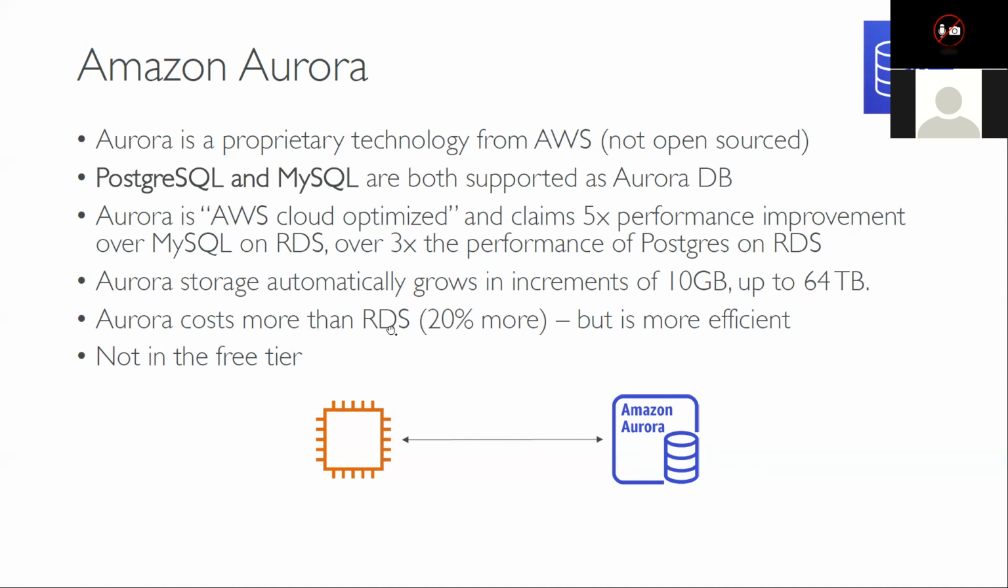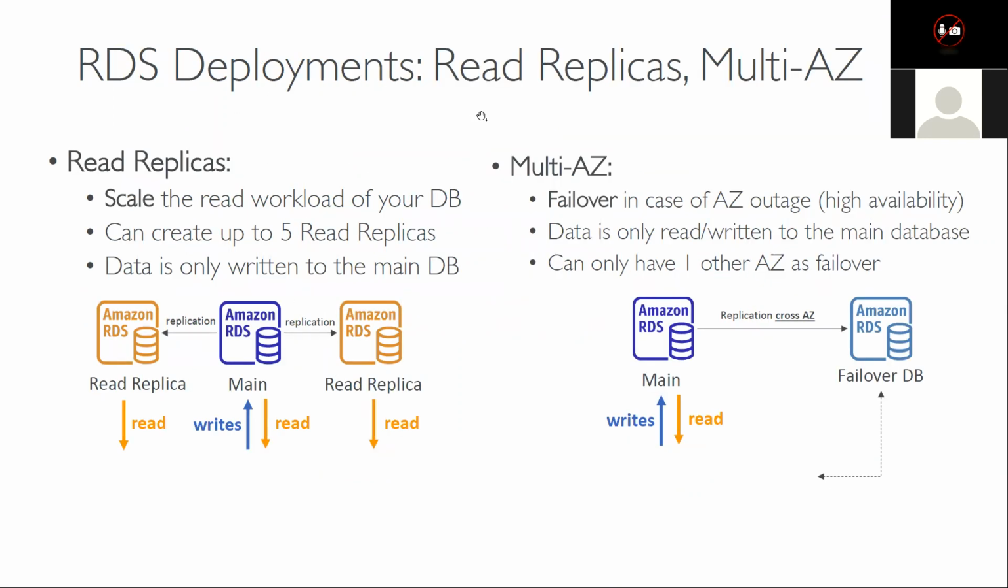Aurora costs more than 20% over RDS, but it is more efficient. Expensive, but more efficient. Okay? And it's not free tier, so you have to pay. Anything expensive has better quality.